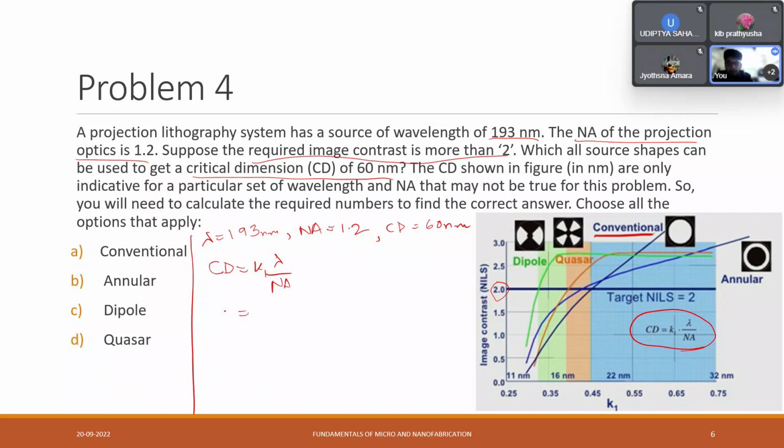So CD is 60, NA is 1.2, lambda 193. So the k1 value is 60 times 1.2 divided by 193, so it's 0.37. Yeah.